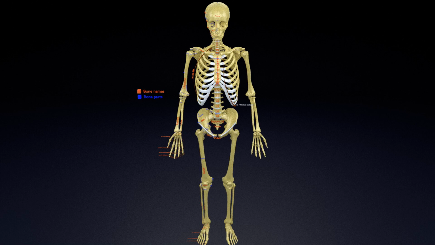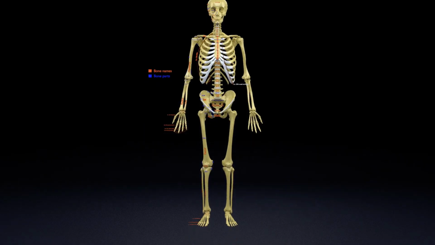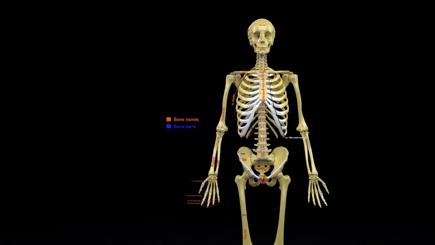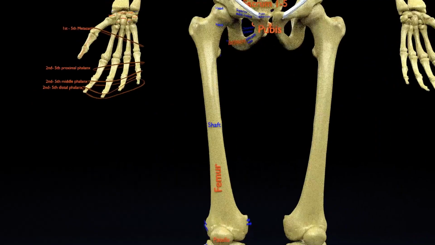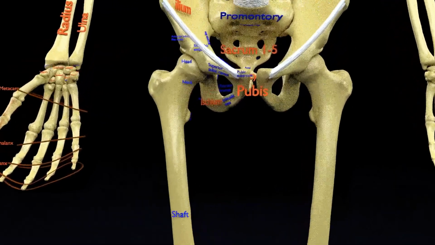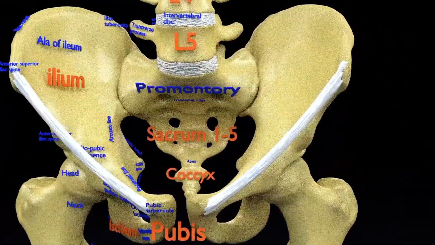Hello viewers, in the previous part of the video series of the human skeletal system, I have shown you the bones of lower limb. Now this is the fourth part of the 5-part video series of the human skeletal system, in which I will cover pelvic girdle and vertebral bones.